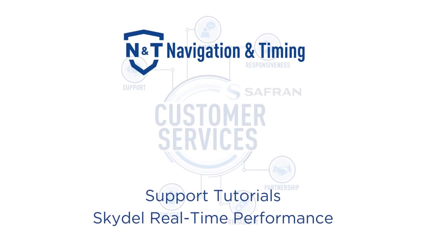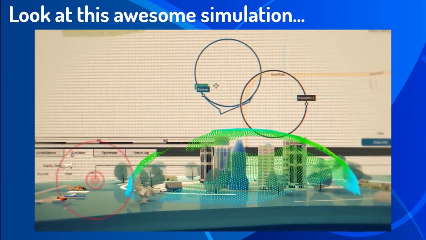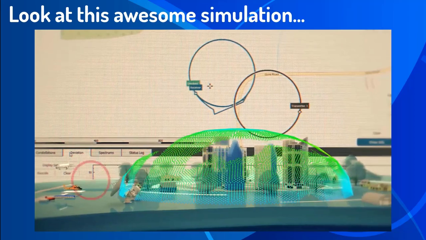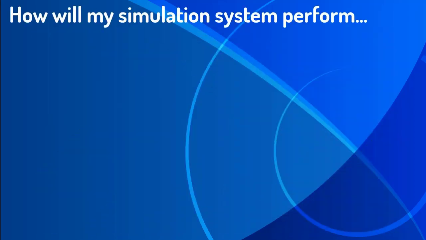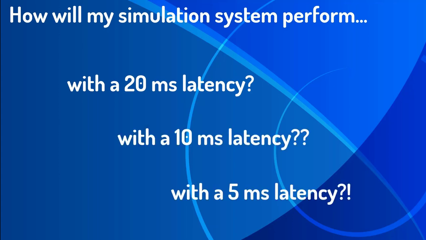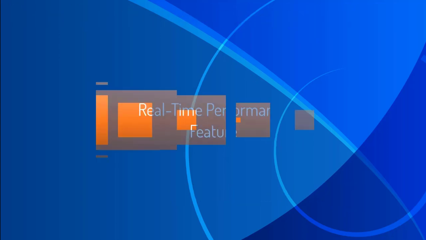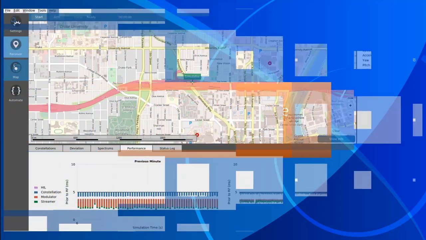Have you built an awesome GNSS simulation with jammers, spoofers, and multiple constellations, but you're worried you might be pushing the simulator to its limits? Or maybe you want to know if you can lower the latency to 20, 10, or even 5 milliseconds. These are great reasons to use the real-time performance graph. So let's dive in and take a look at this one-of-a-kind feature in Skydel.